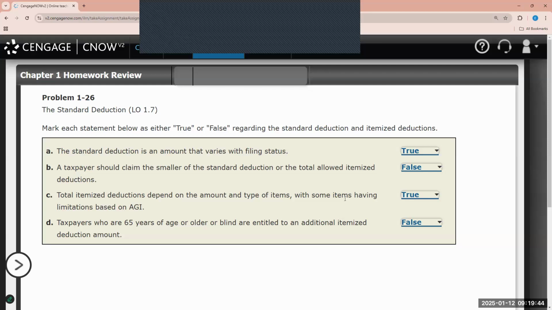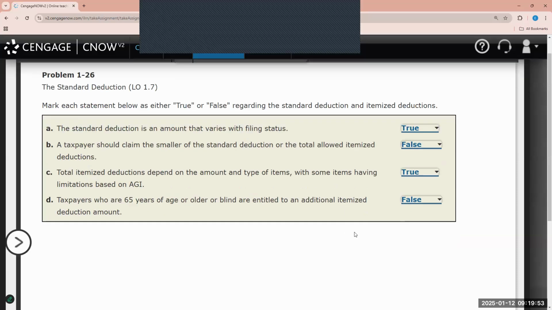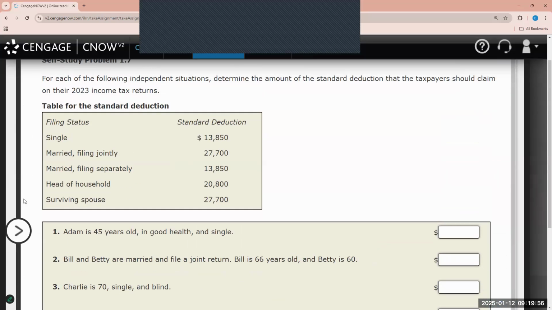And just keep in mind, let's say a taxpayer is both 65 years of age or older and blind. In such case, they're entitled to two additional standard deduction amounts. So just keep that in mind.